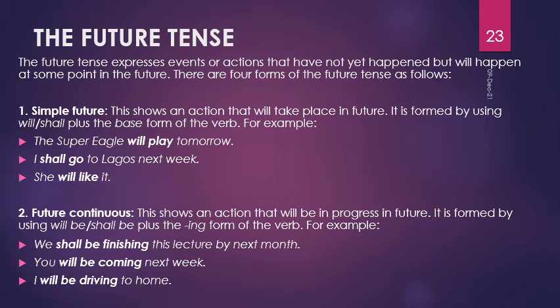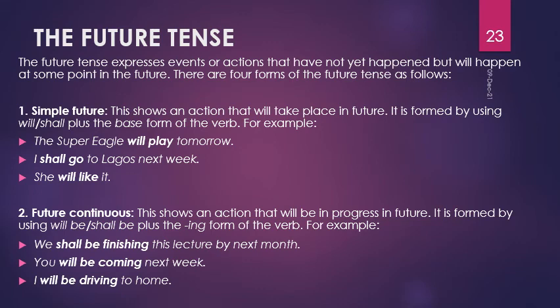This shows an action that will take place in the future. It is formed by using will or shall plus the base form of the verb. Example, she will like it. The super eagle will play tomorrow.